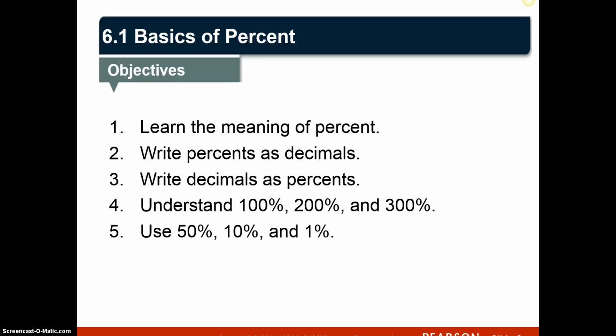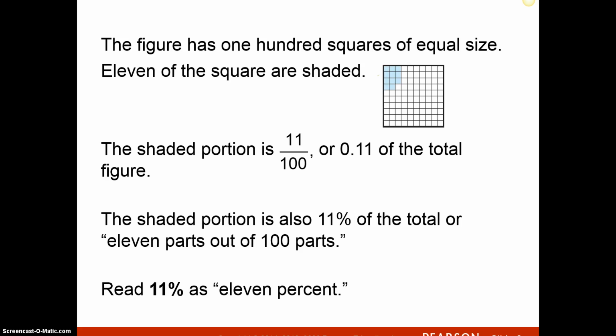We want to be able to write percents as decimals and then decimals as percents. And then we want to understand what it means if you have 100%, 200%, 300% of a value. And on the flip side of that, what if you only have 50% or 10% or even 1% of the value? So these are just some of the objectives that we're going to try to start looking at in this section.